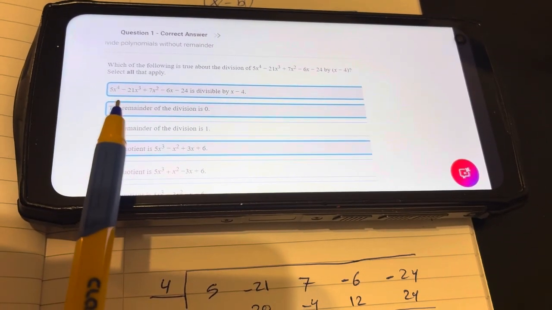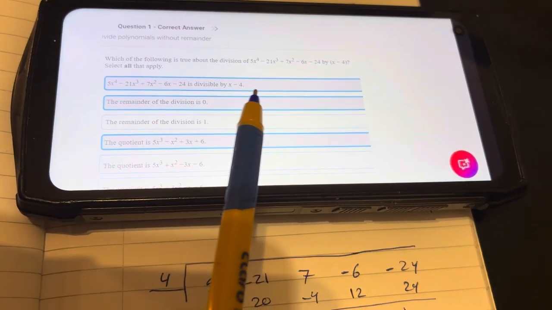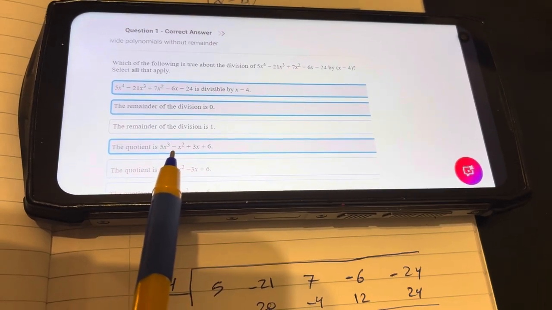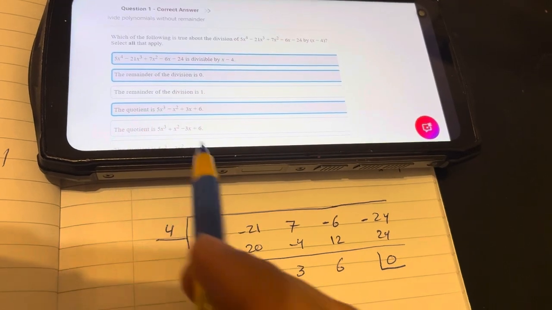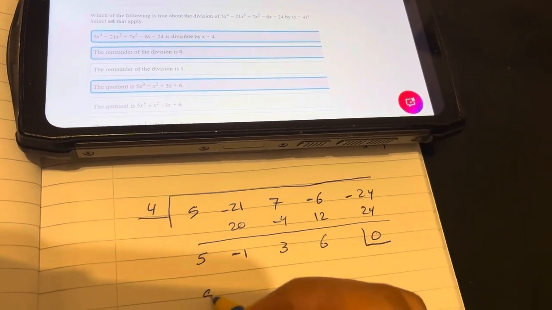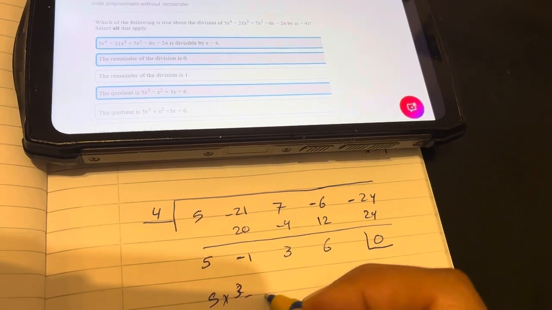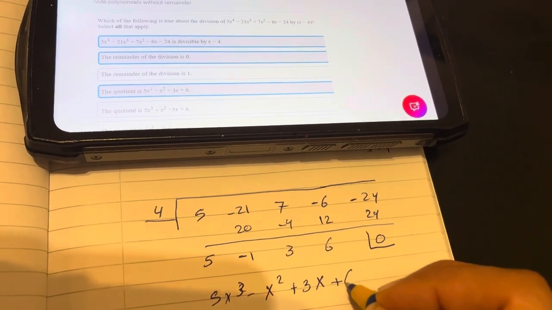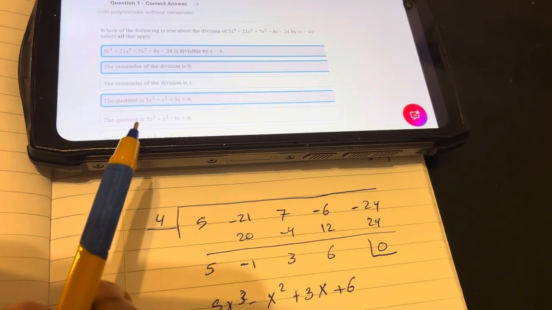So here, this is the first one. This is divisible by this, correct? Because the remainder of the division is 0, correct? The quotient, which is the result, will be 5x squared minus 5x cubed minus x squared plus 3x plus 6, which is the same as this. This is correct.